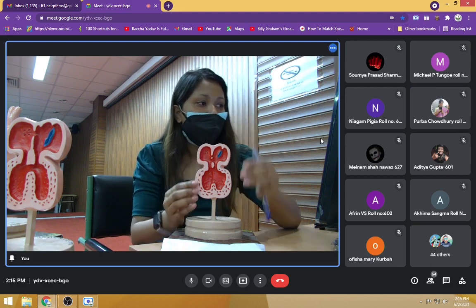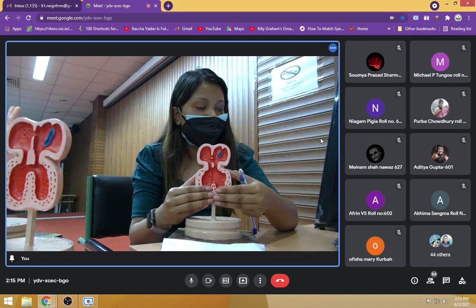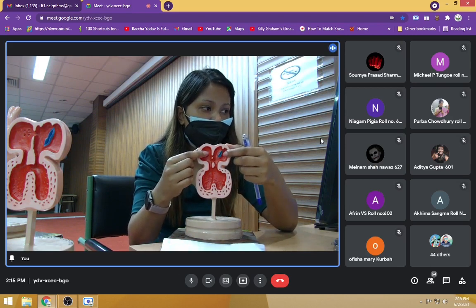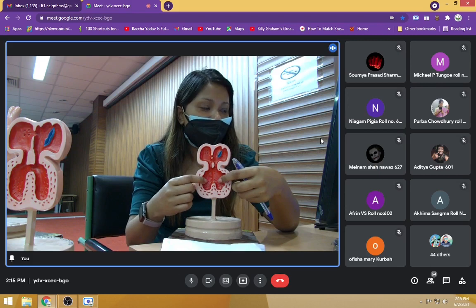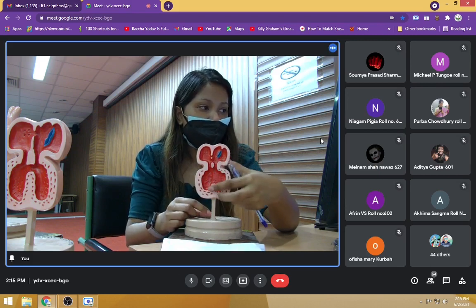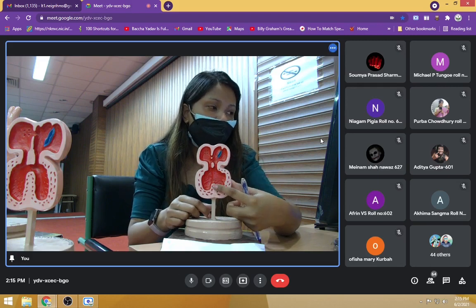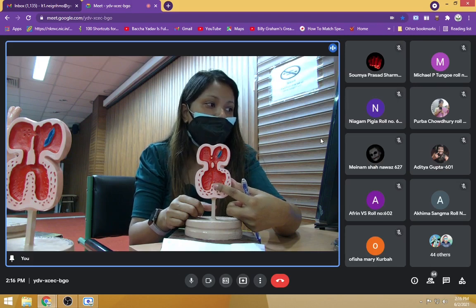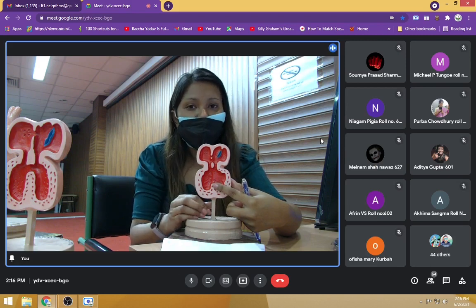This part is the atrium, right and left atrium. This part is the right and left ventricle. But how are they divided? They are going to be divided by the septum, right? So this is the ingrowth of the muscular part of the interventricular septum. This is just the beginning of the muscular part. Interventricular septum has two parts, membranous and muscular. So this is the muscular part.